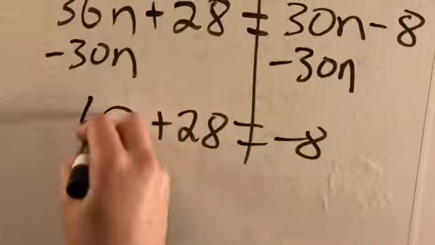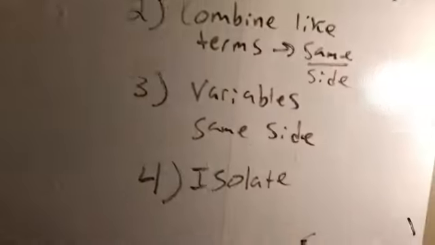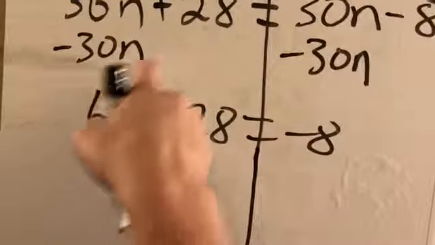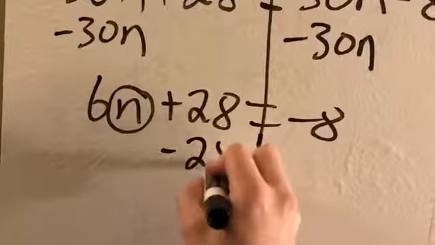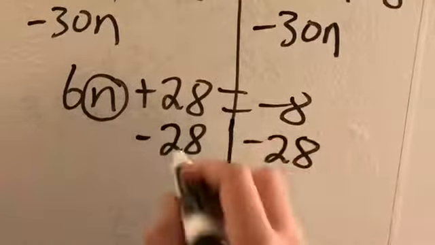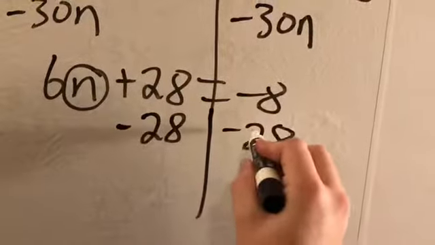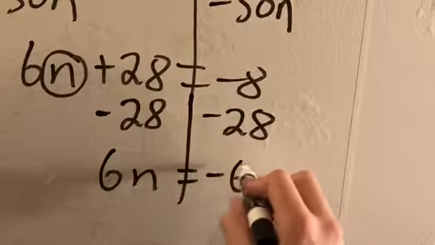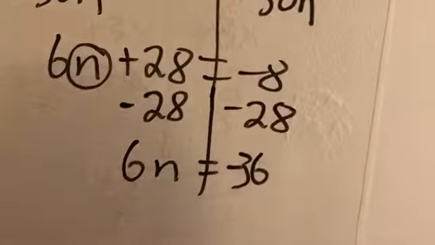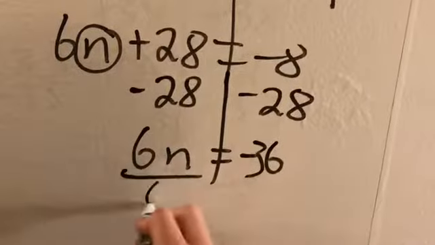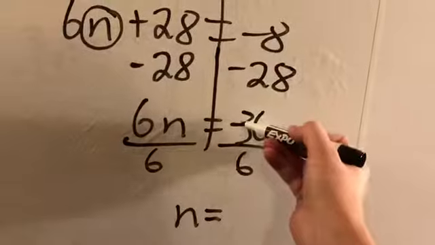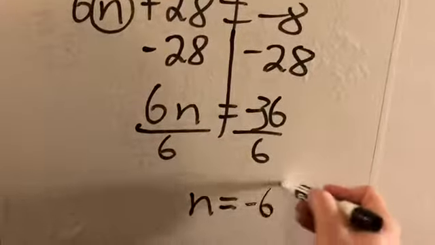Now we have two numbers to deal with in order to isolate. We need to get rid of the 6 and the 28. Always start with the far away numbers, the number without the variable. Since we're going to the other side, we're using the opposite of subtracting. 6n is multiplication, so the opposite is division. And when we're dividing, if one number is negative, the answer is negative.